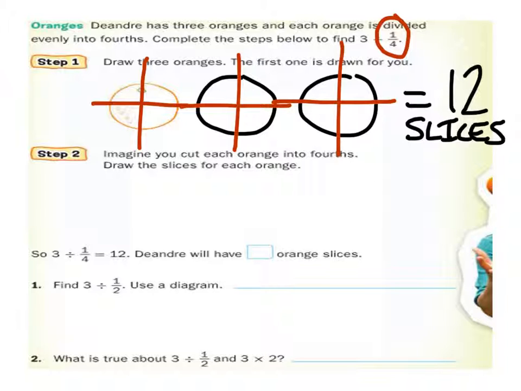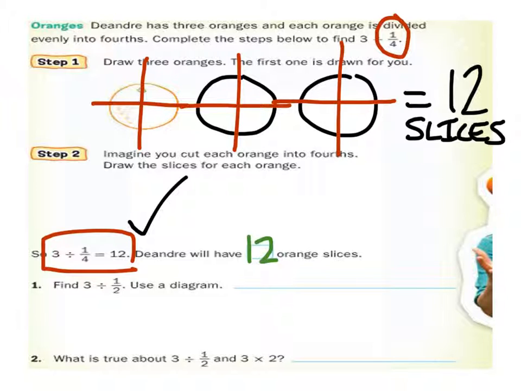Notice on step 2 it says to divide each of the oranges into fourths, but we have done that already. Check. All right, 3 divided by a fourth is 12. They gave us the answer. That's weird. Okay, so DeAndre will actually end up with 12 slices of orange.